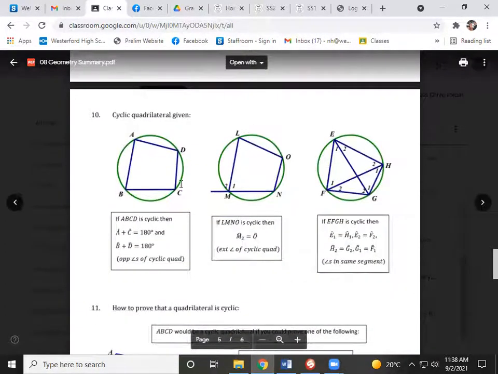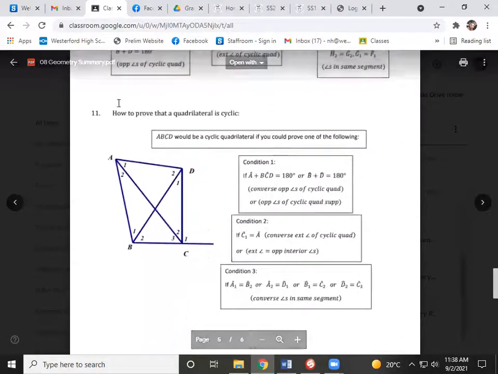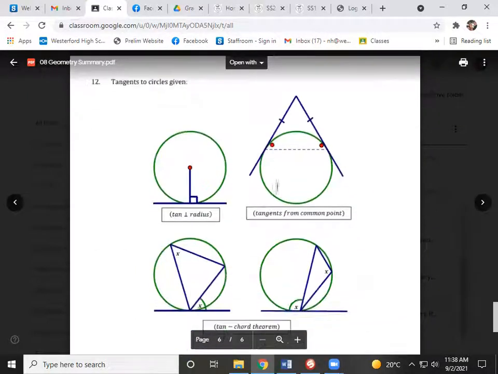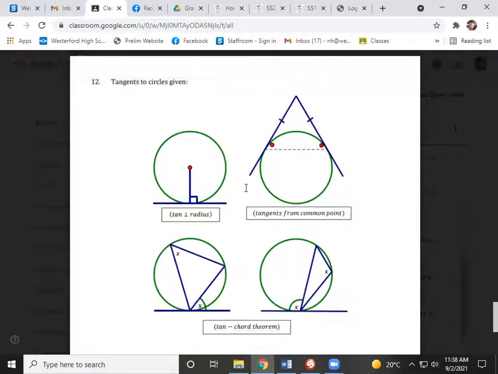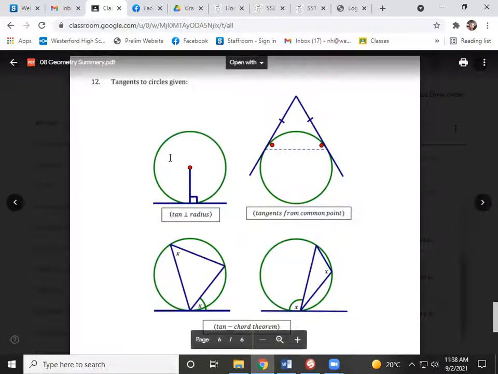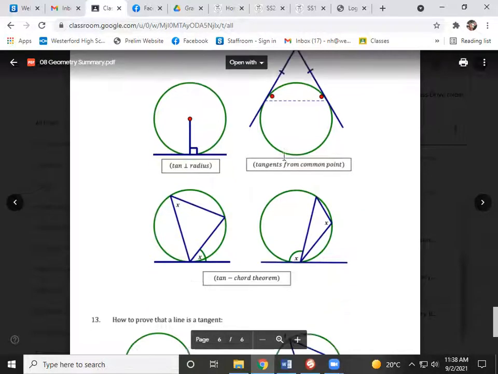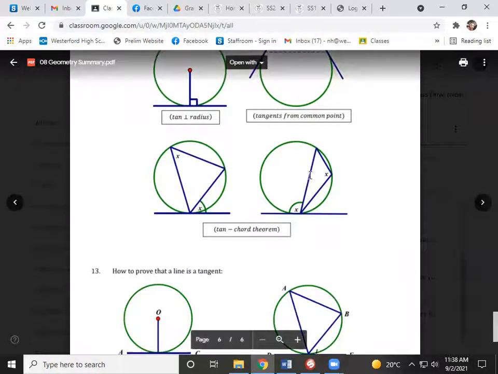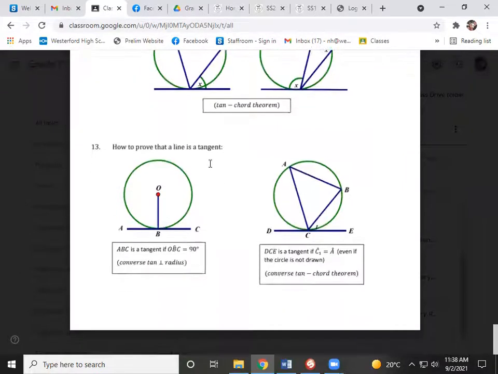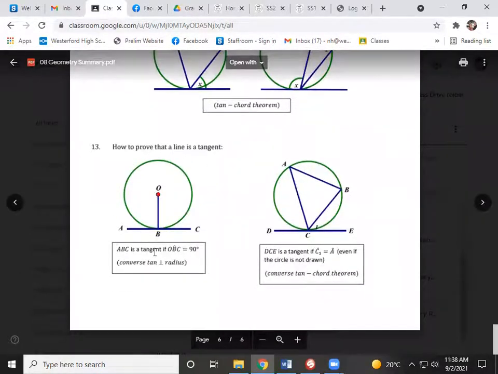Here, working in a cyclic quad, there are some notes on how to prove that a quad is cyclic, there are the 3 ways. There's a picture and then stating exactly if this is happening, then that will be a reason, if this is happening, and so on. Here's a summary of tangent stuff. Tangent perpendicular to radius, tangents from a common point, remember, they're equal in length. And then tan chord theorem, there are 2 pictures showing that. And then how to prove that a line is a tangent. There are two ways of doing that, so those two are there.